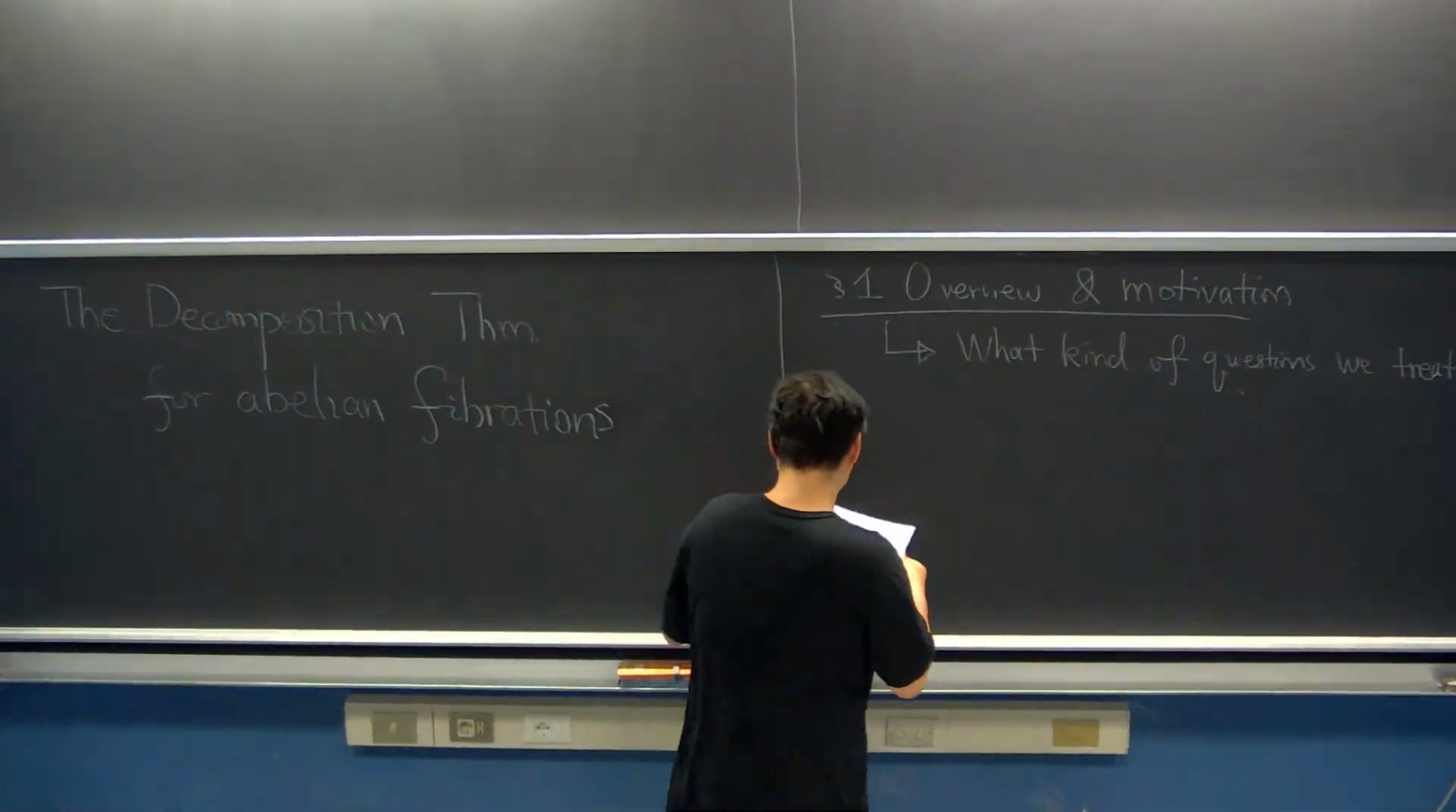So the geometry we treat, from the title, will be abelian fibrations. Roughly speaking, they are fibrations whose general fibers are abelian varieties. I will explain why, in this case, it's more interesting, or more manageable. And then the special fiber could be very, very complicated.